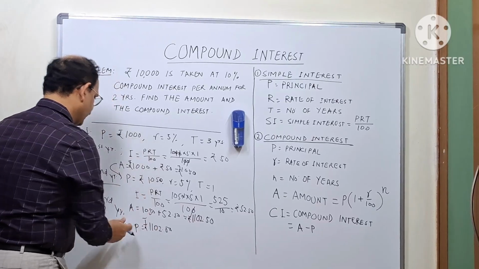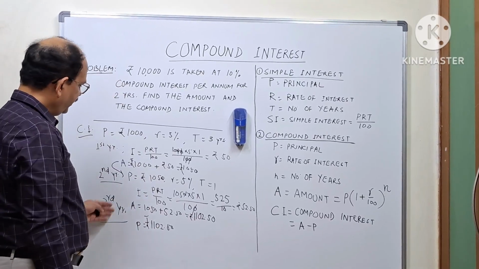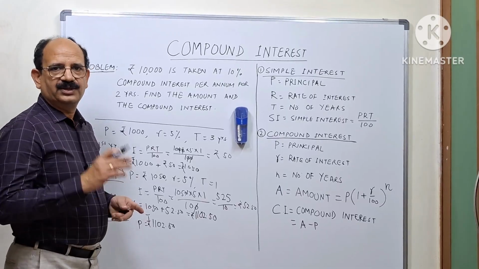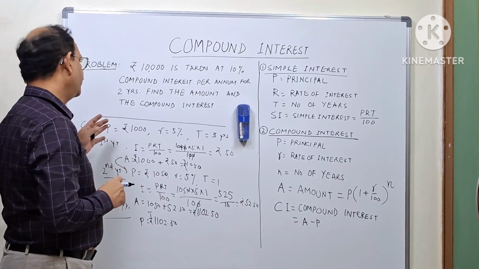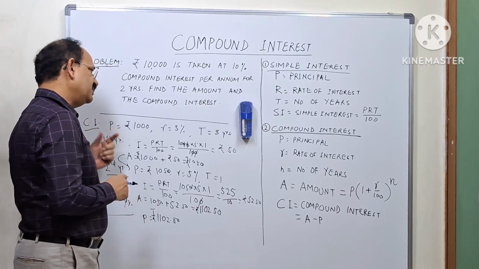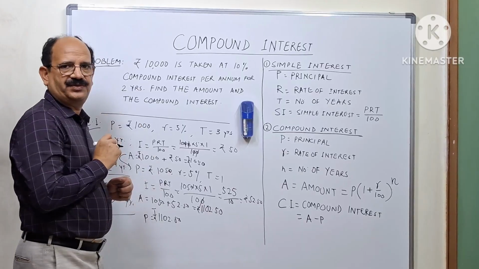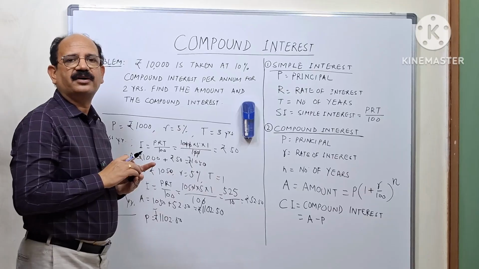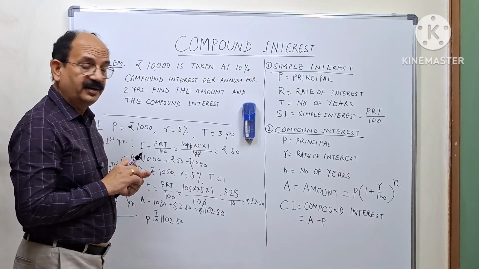Okay, and likewise you can calculate the interest for the third year and then you can find the final amount. So what difference are you noticing in comparison to the simple interest? In the simple interest, principal doesn't change. Therefore, the interest earned remains the same every year.